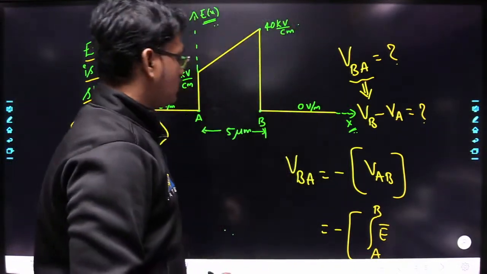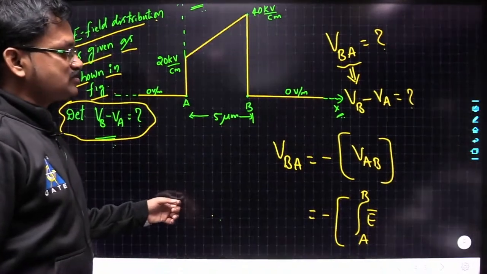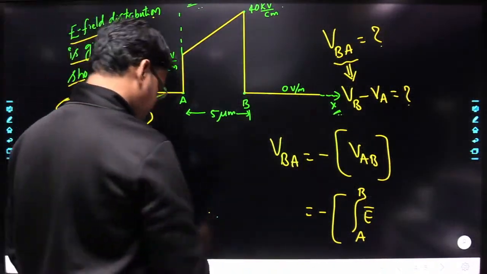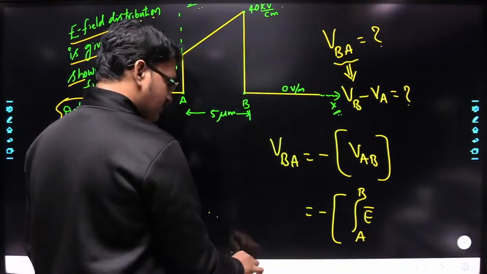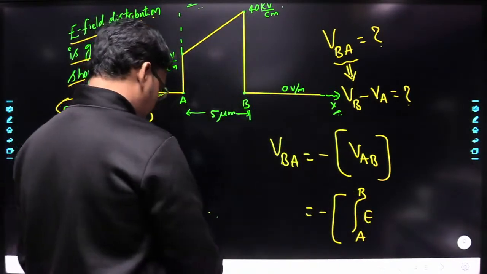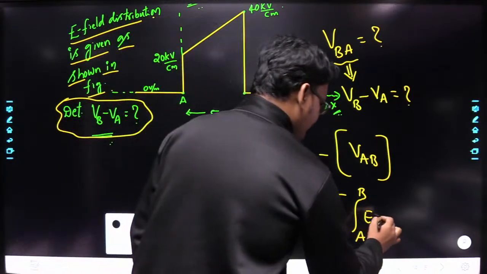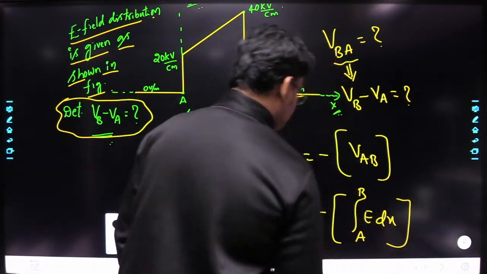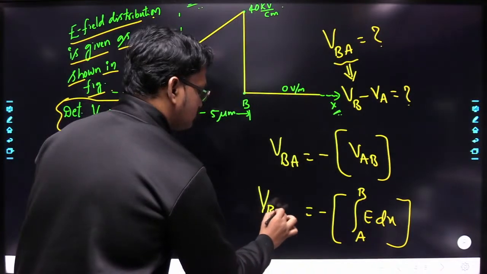Now tell me the answer for this one. It is just simply minus of the integral from a to b of E dx. So this is what you have to determine.